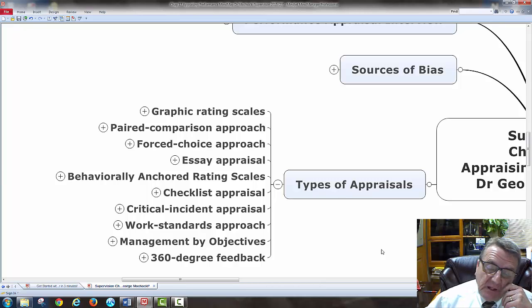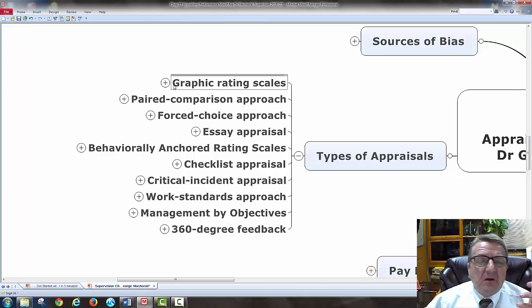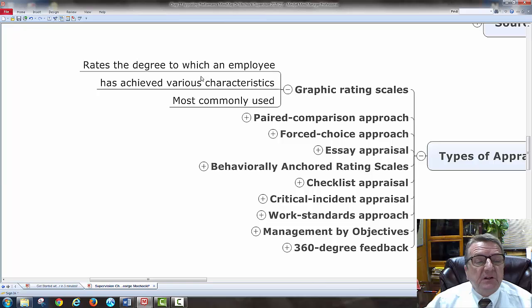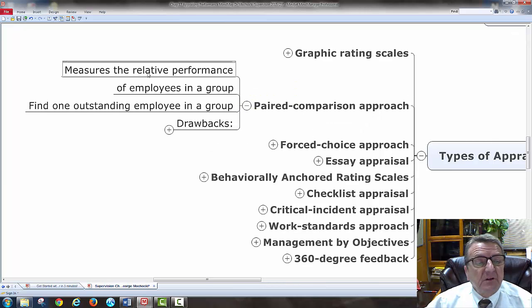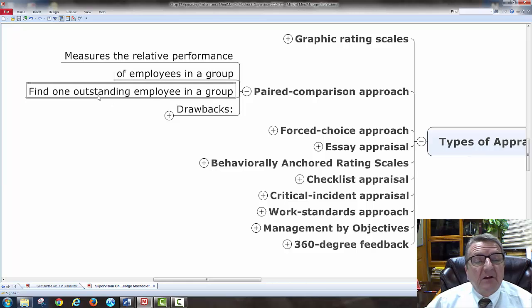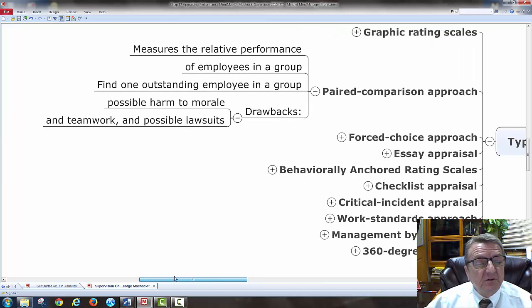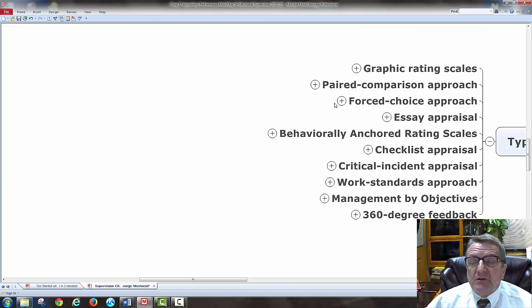Okay, types of appraisal. There's a whole bunch of different types of appraisals, and I'll go through some of them. Graphic rating rates the degree to which an employee has achieved various characteristics, mostly common use, with certain graphs and scales. Paired comparison measures the relative performance of employees in a group and finds the outstanding employees in the group. Some of the drawbacks are possible harm to the morale of the team or the individual, teamwork, and possible lawsuits. So I'm comparing one individual to another individual.